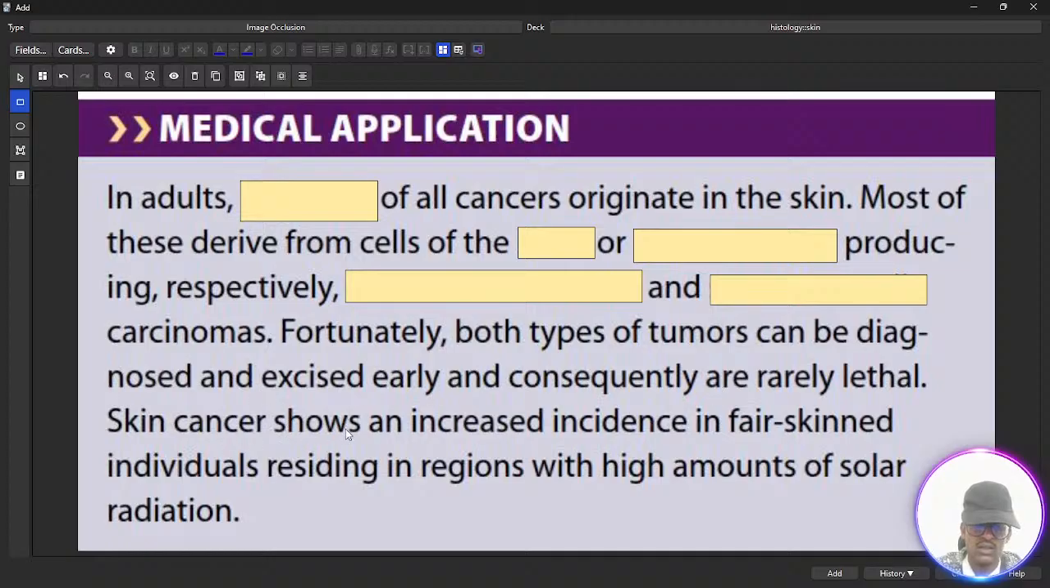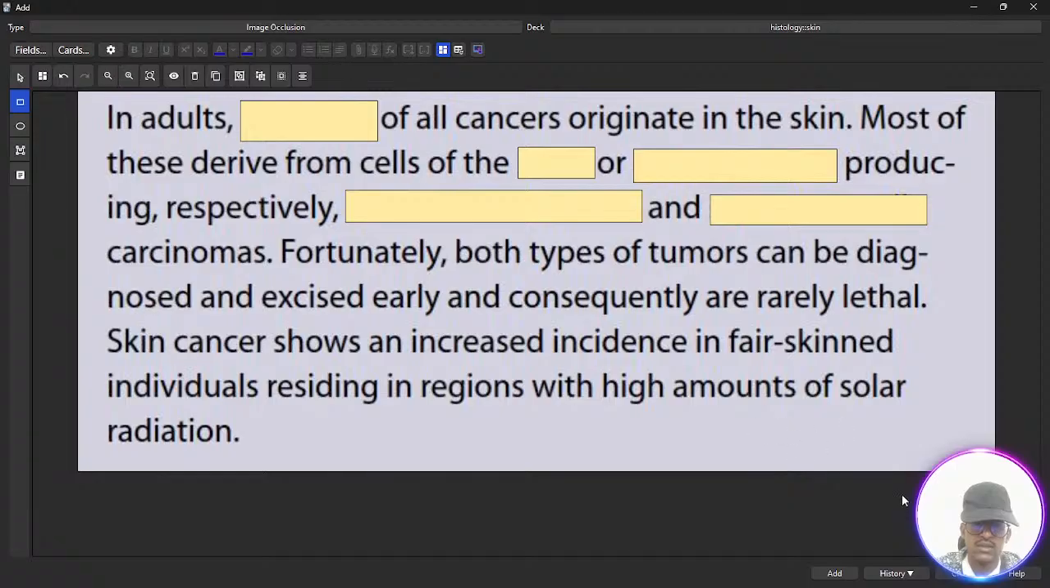Skin cancer shows an increased incidence in fair skin, usually residing in regions with high amounts of solar radiation.